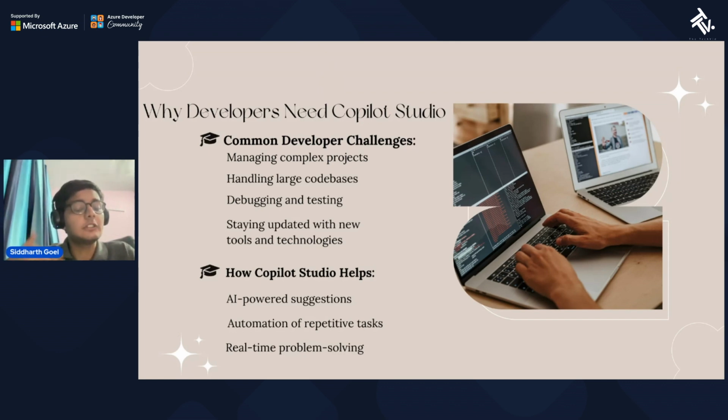Then, staying updated with new tools and technologies. In this era, technologies are evolving so rapidly that within a year or two, the tech stack becomes outdated and new changes need to be incorporated so that your product remains relevant in the market from a technical point of view. To incorporate these changes, you need the help of AI because the learning curve in new technologies is a bit high. But with the assistance of these AI tools, with the assistance of Copilot Studio, you can cut down those learning times and give more focus to the delivery of the product.